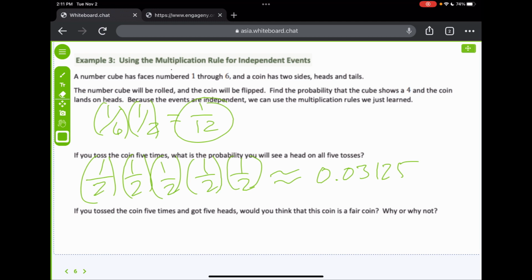Okay, now if you toss the coin 5 times and got 5 heads, would you think that this coin is a fair coin? Why or why not? Well, this is what it's talking about here. What's the chances of that happening? About 0.03, or that would happen 3% of the time. So it would probably be not fair. Your odds are not good. Okay, 3% is very unlikely.